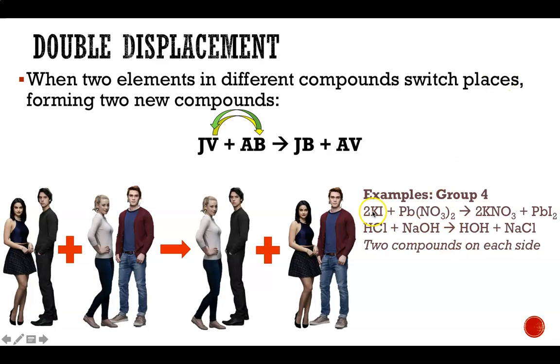We've got potassium that's coupled up with iodine, lead that's coupled up with nitrate, and here we have the opposite. The potassium has now paired up with the nitrate, and the lead is now paired up with the iodine. So you're looking for two compounds on either side that have just switched places.